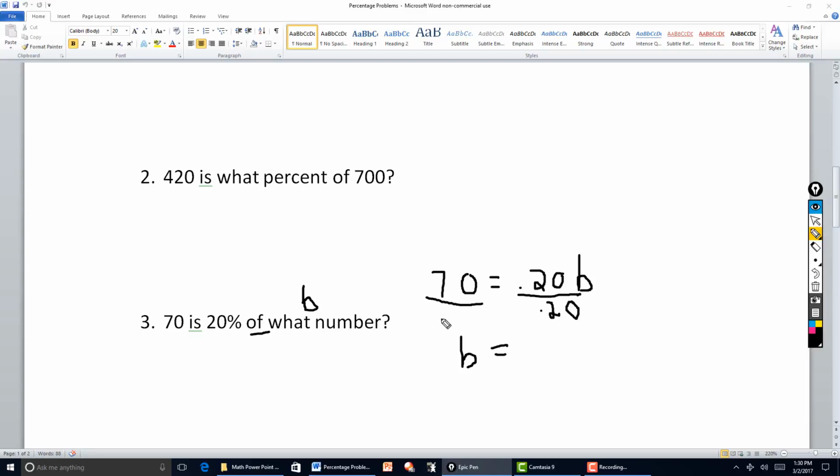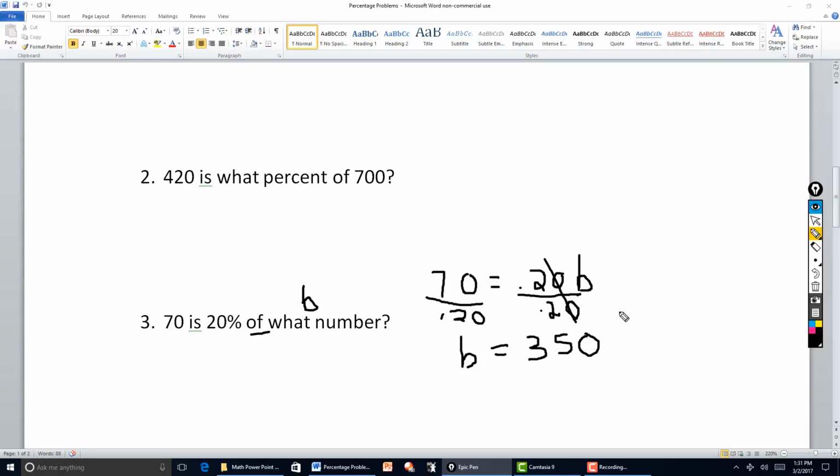This side by 0.20. These will cancel out. So again, b is equal to 70 divided by 0.20. Okay, you can use your calculator. Divide this out, and it's 350. So 20% of 350 should be 70.